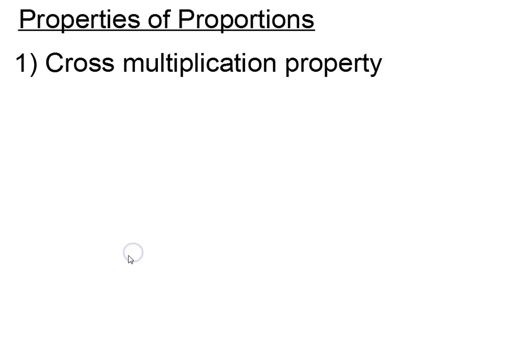I'm gonna put multi. All right, here's what this property says. The cross multiplication property says that if I have two fractions, a over b, and that equals c over d, I'm allowed to multiply along the diagonals.